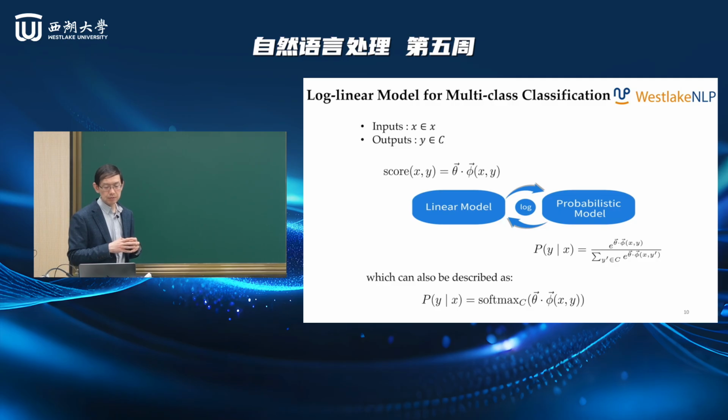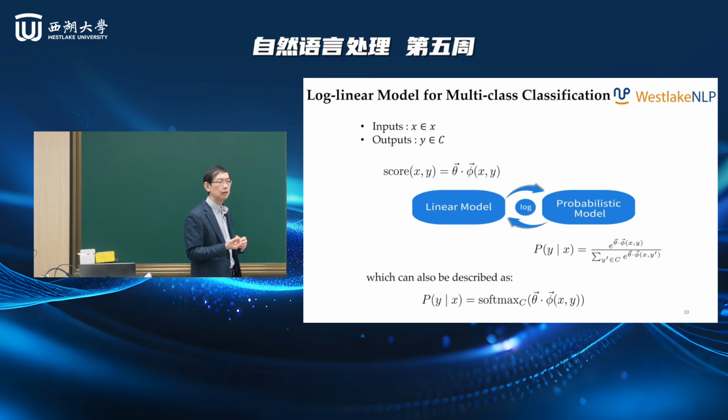Okay, so a very simple idea is, let's first turn theta dot phi into e to the power of theta dot phi, an exponential function. But that's still ranging between minus infinity and infinity, right? How do we turn that into a probability? You say for every class, the score is e to the power of theta dot phi. So why don't we just normalize them?